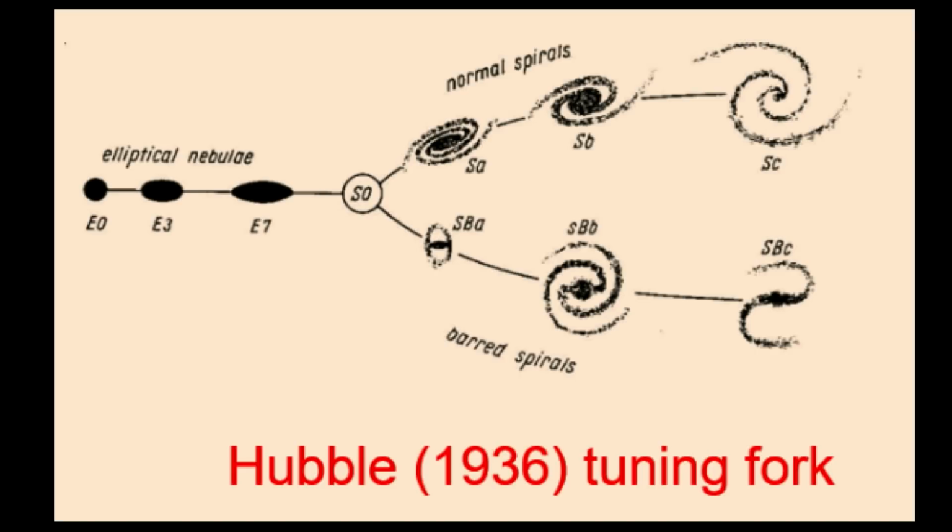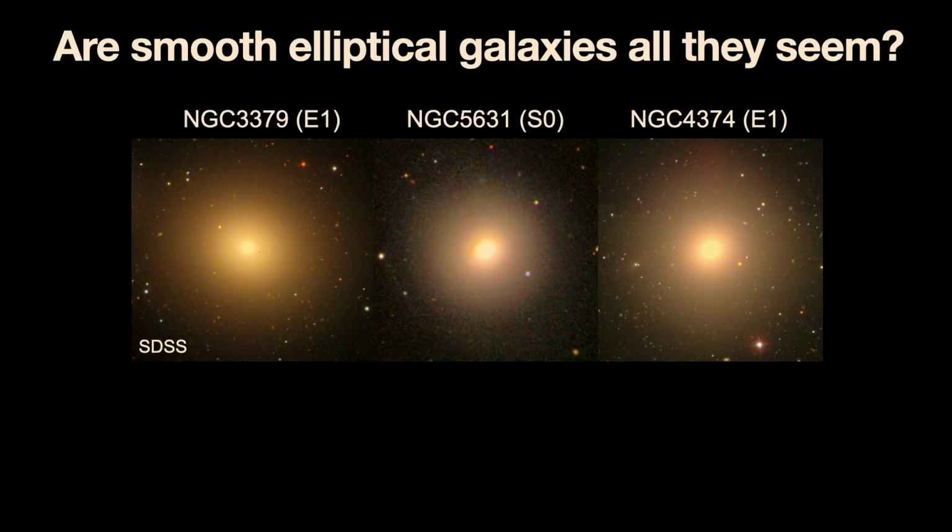And so now I want to revisit that question of, are elliptical galaxies, smooth elliptical galaxies, all that they seem? Well, again, on the face of it, they look smooth. They don't look exactly like spilt milk. So, you know, the Greek name for them doesn't seem quite right, but nonetheless, we would agree they are smooth and somewhat creamy.